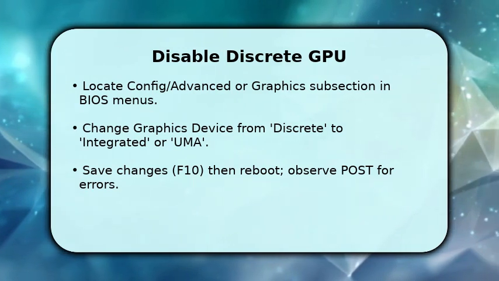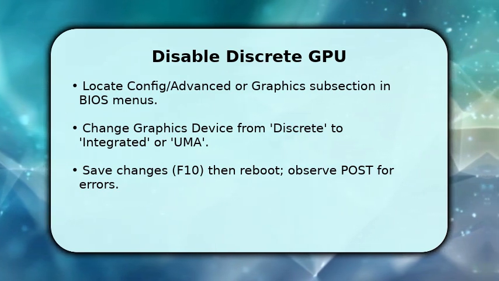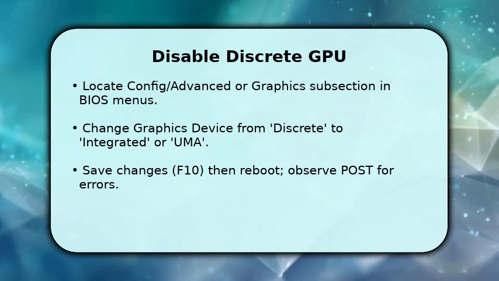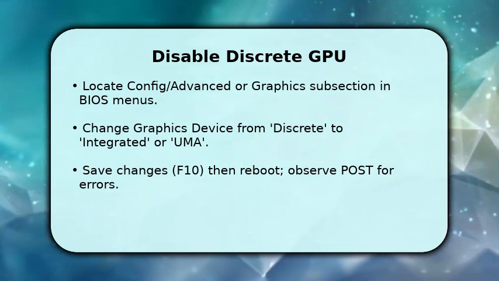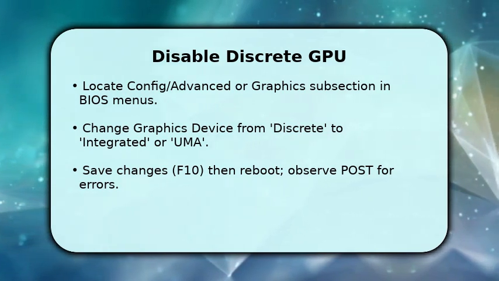Next, change the graphics device setting from discrete to integrated, UMA, or auto depending on firmware wording. This tells the system to stop initializing the dedicated GPU. After selecting integrated graphics, save the changes with F10 and confirm.